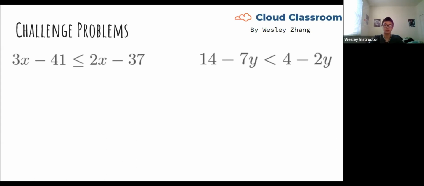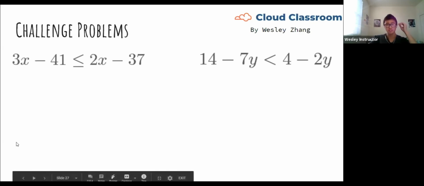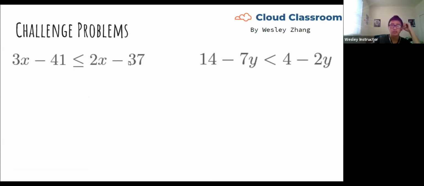Okay, I'll go over them right now. All right, 3x minus 41 is less than or equal to 2x minus 37. So let's add 41 to each side first this time. It doesn't really matter. So 3x is less than or equal to 2x plus 4. Then we subtract 2x from each side. So then we get x is less than or equal to 4. And that's our answer.